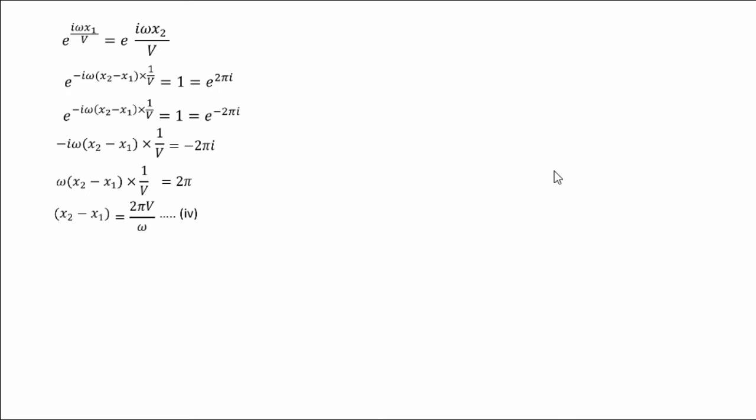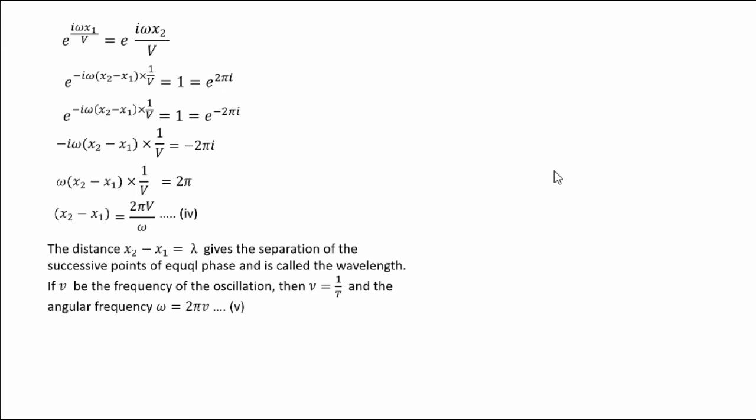If we write x2 minus x1 equal to lambda, then the distance x2 minus x1 equal to lambda gives the separation of successive points of equal phase and is called the wavelength. If nu is the frequency of the oscillation, then nu is equal to 1 by T, and the angular frequency omega is equal to 2 pi nu. That is equation 5.